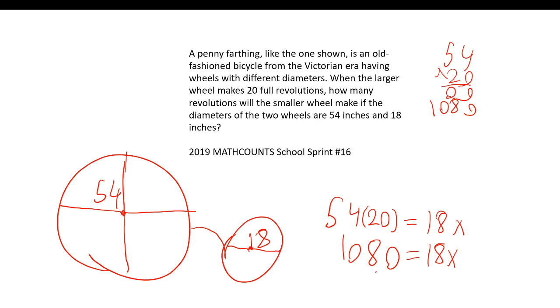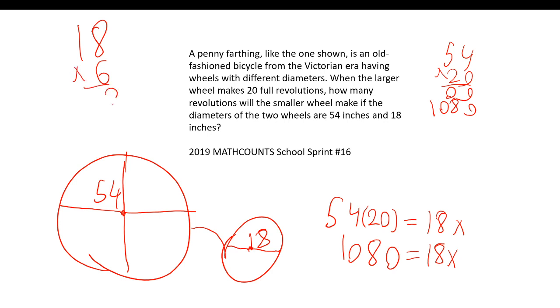Now we have 1080 divided by 18. Just by looking at this, I'm going to guess how we're going to go with this. Well, we know 18 times 5 is 90, 18 times 6. So I know we're going to have a 6 over here. And what's 18 times 6? We might want to compute 18 times 6.